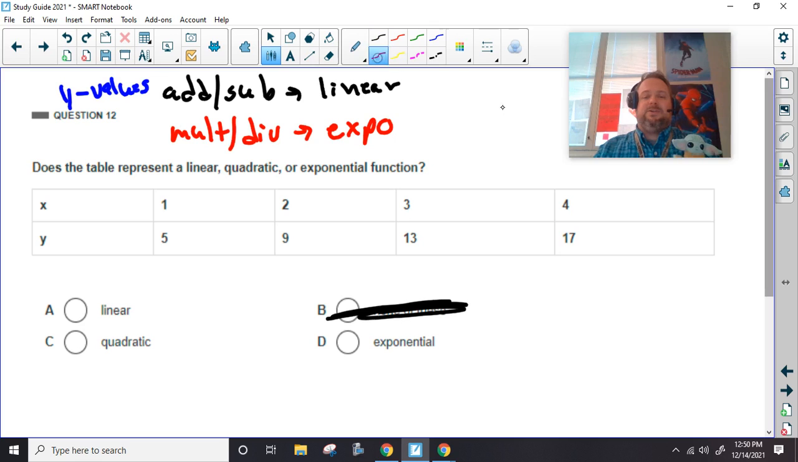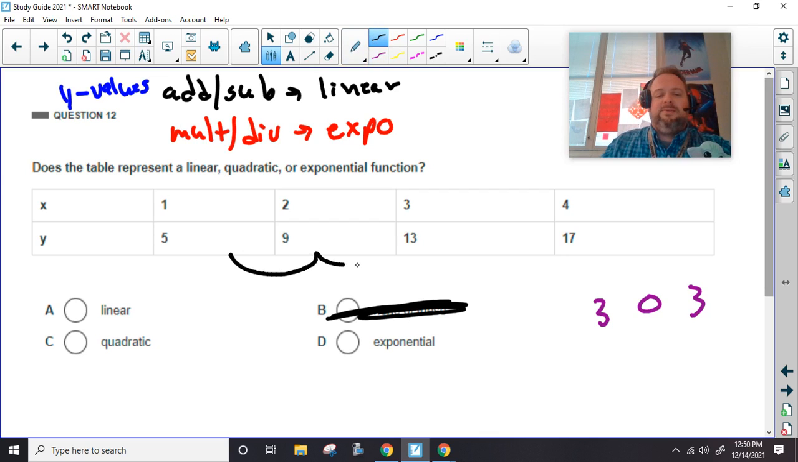And usually if you see a quadratic, you'll see a repeated thing, like a 0, a 3, and a 3, something like a vertex. Now, look at our y values. What's happening each time? Yeah, you're adding 4 each time. The y values, only the y values. So this would be linear. This is A.